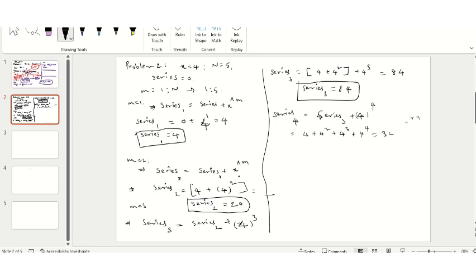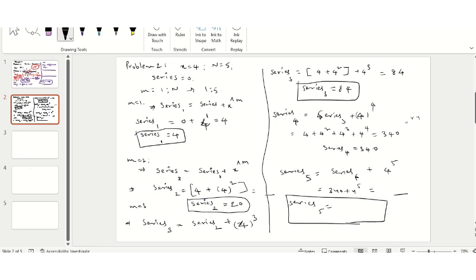Yeah, 340. Series 4 is equal to 340. Next, what is series 5? It is equal to series 4 plus 4 to the power of 5. It's nothing but 340 plus 4 to the power of 5. You will get some value here. Series 5 is equal to, what is the value, sir? 1364. Sir, 1364. Okay.